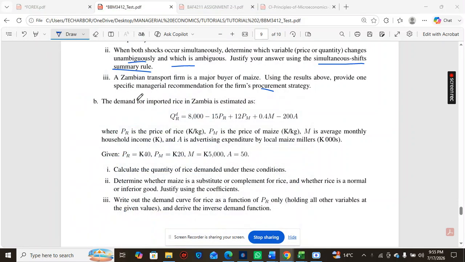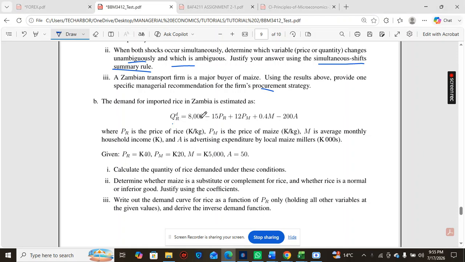The demand for imported rice in Zambia is estimated as QD equals 8,000 minus 15 PR plus 12 PM plus 0.4 M minus 200 A, where PR is the price of rice, PM is the price of maize, M is the household income, and A is advertising. Okay?